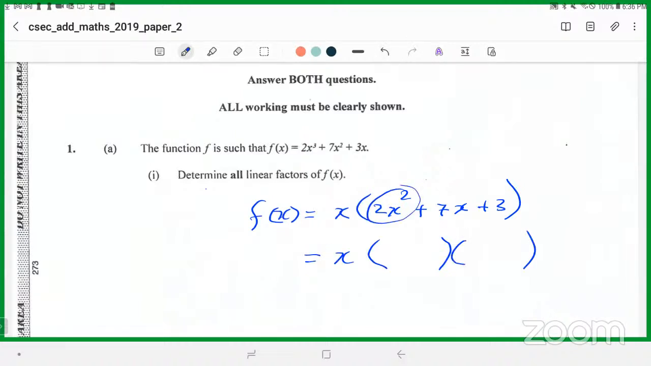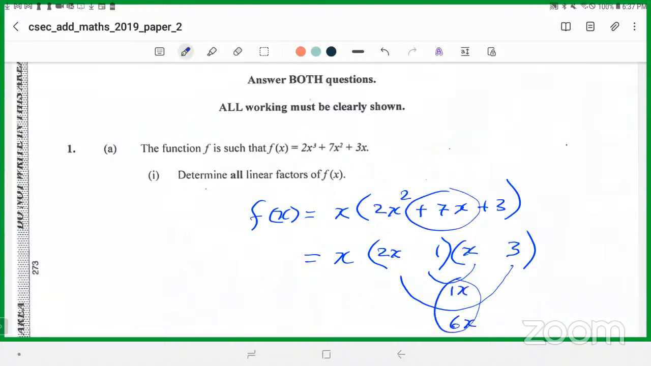But the only factors of 2x squared are 2x and x. The only factors of 3 are 1 and 3. We have to place them the right way, so that your far product and your near product add to the middle term. So I have to put the 3 here so that I get 6x and put the 1 here so I get 1x. And they add to the middle term of 7x.